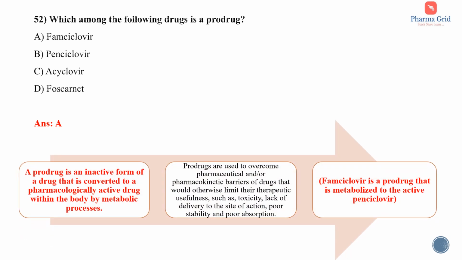So what is this prodrug? A prodrug is an inactive form of a drug that is converted to a pharmacologically active drug within the body by metabolic processes. The prodrugs are used to overcome pharmaceutical and or pharmacokinetic barriers of drugs that would otherwise limit their therapeutic usefulness, such as toxicity, lack of delivery to the site of action, poor stability and poor absorption. So famciclovir is a prodrug that is metabolized to the active penciclovir. Hence the answer is option A.